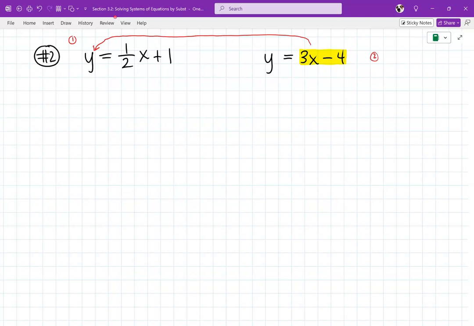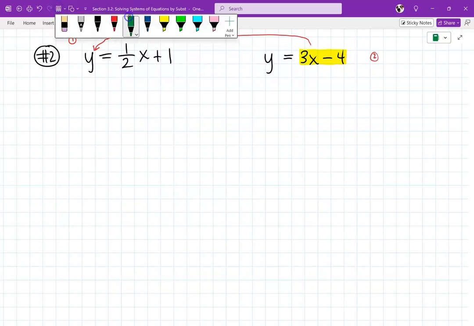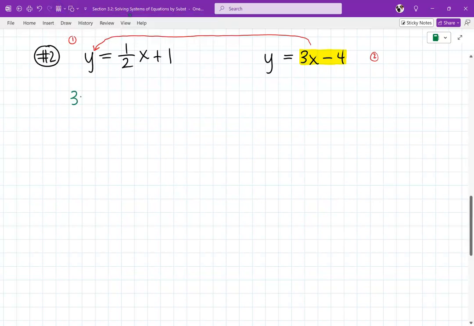Okay? Notice if I would have picked the one on the left, I just would have drawn the arrow to the right. It doesn't matter. Just pick one. So, all right, changing colors just so that you guys are aware of what's new. That's equal to 1/2 x plus 1. This is step 3, the substitution step.